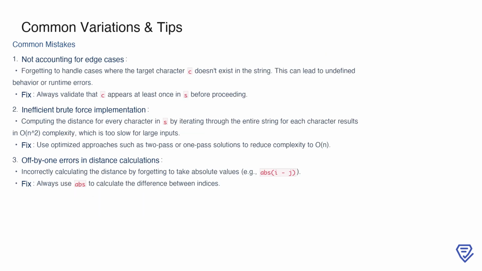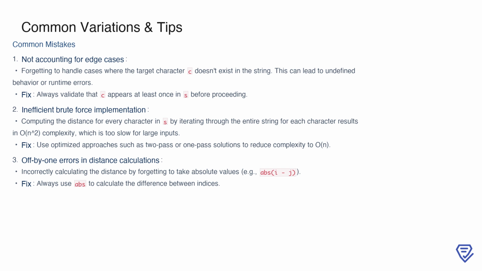When solving this problem, there are a few common mistakes to watch out for. First, not accounting for edge cases can cause significant issues. For example, if the target character c doesn't exist in the string, the program might behave unpredictably or even crash. To avoid this, always start by validating that c appears at least once in the string before proceeding. Another frequent issue is using an inefficient brute force implementation.